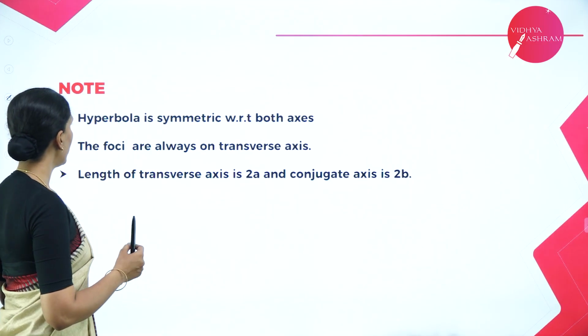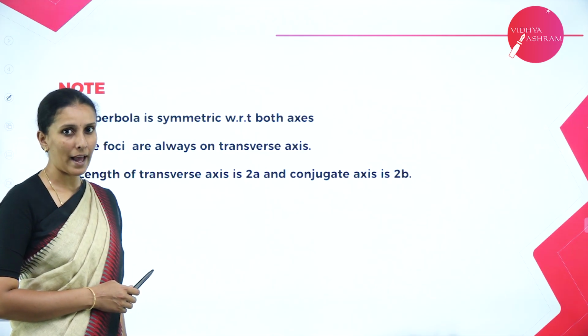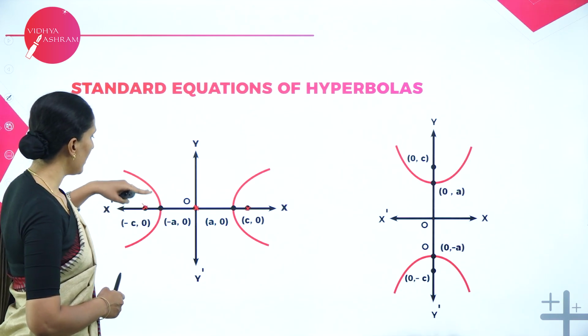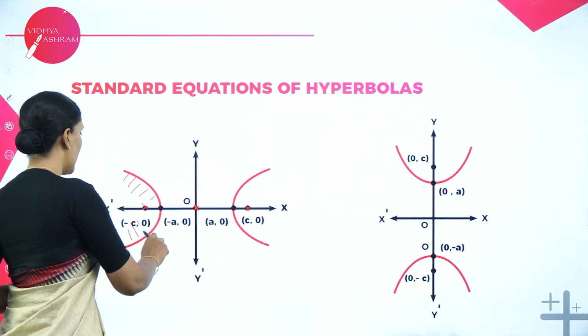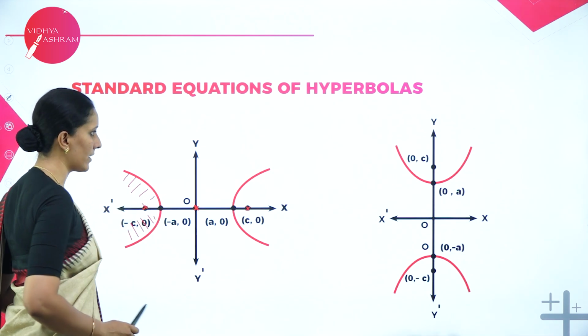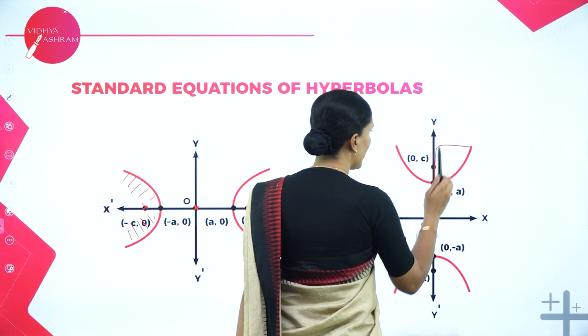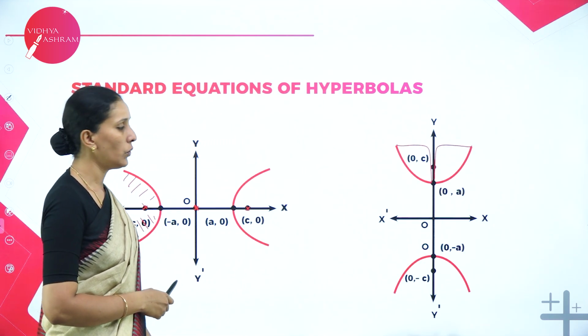So now some important things to remember here. A hyperbola is symmetric with respect to both axes. When you observe the figure here, the area above the x-axis is the same as the area below the x-axis. Similarly, here also you can see this portion is exactly the mirror image of this portion. That means they are symmetrical to each other.